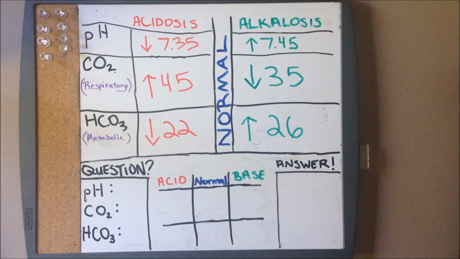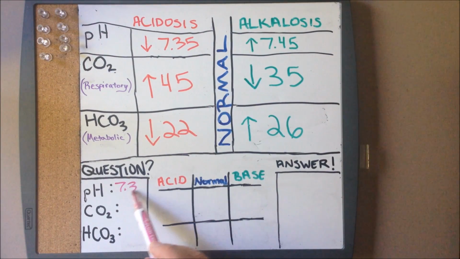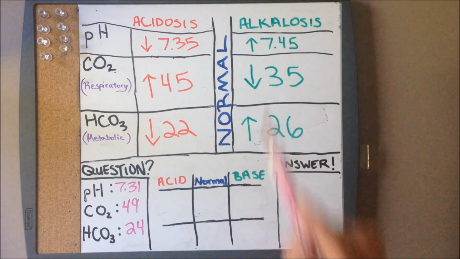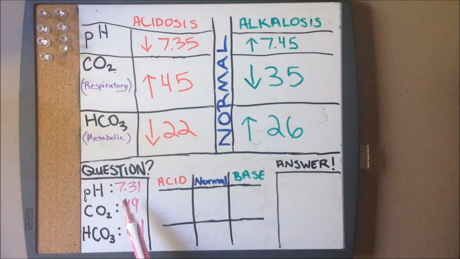I hope this helped, guys. Let's get started. So for our first example, our pH that we're given is 7.31. Our CO2 is 49. And our HCO3 or bicarbonate is 24. So here's how we use this. Whenever you approach an ABG question, the very first thing that you need to look at is your pH. Your pH is going to tell you right off the bat whether you're looking at acidosis or alkalosis. So let's look at our pH, 7.31.